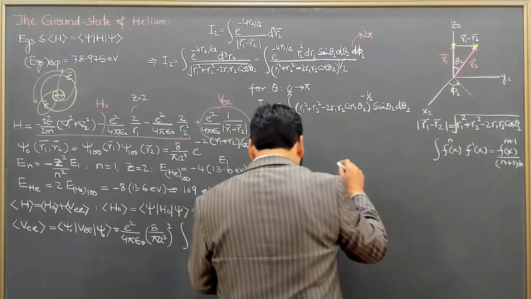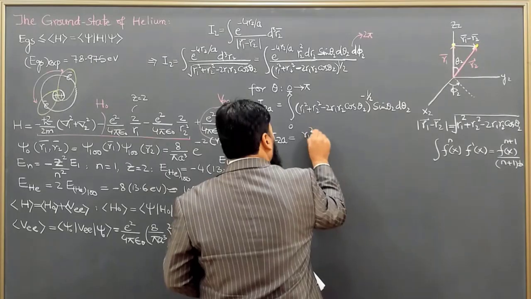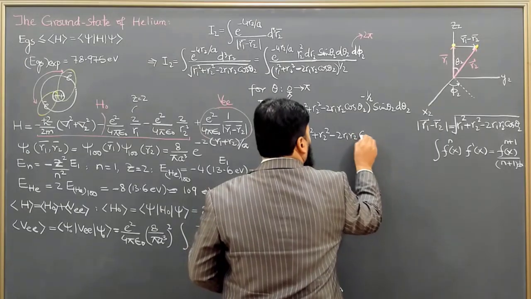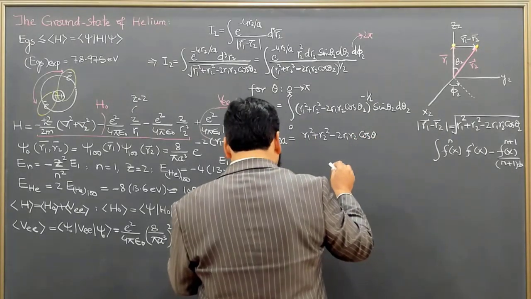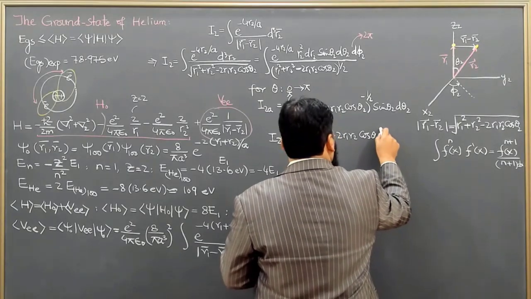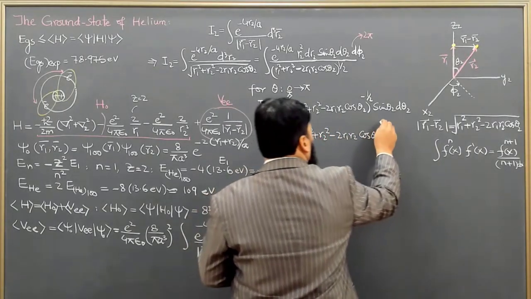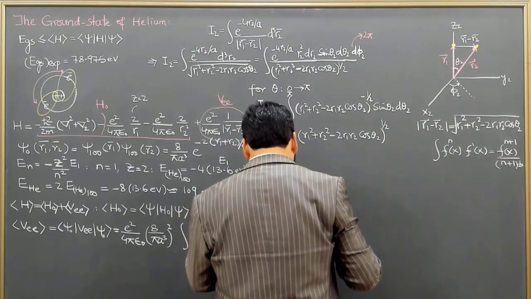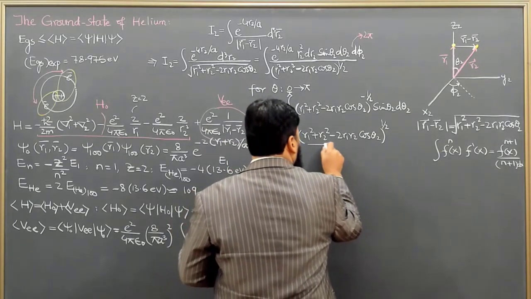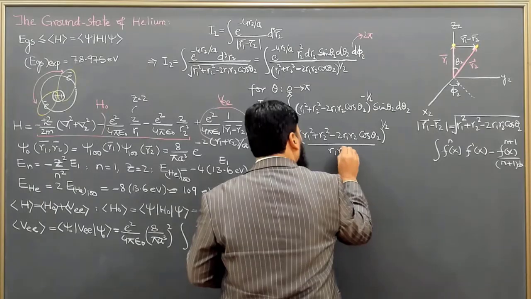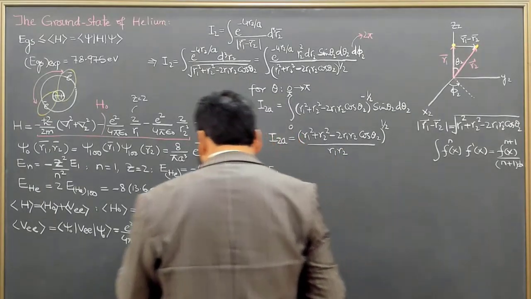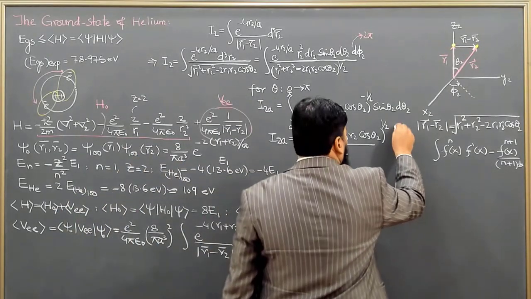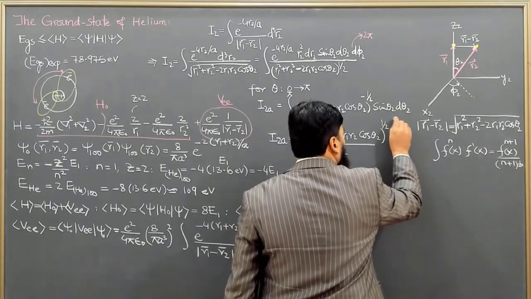r1 square, the integral solution will be r1 square plus r2 square minus 2r1 r2 cos theta 2, and this whole will be in the power of half, because minus half plus 1 will become half, and then this whole will be divided. Whatever will remain will be r1 and r2 here. So we have the solution of the integral like this, and then there are the limits from 0 to pi.